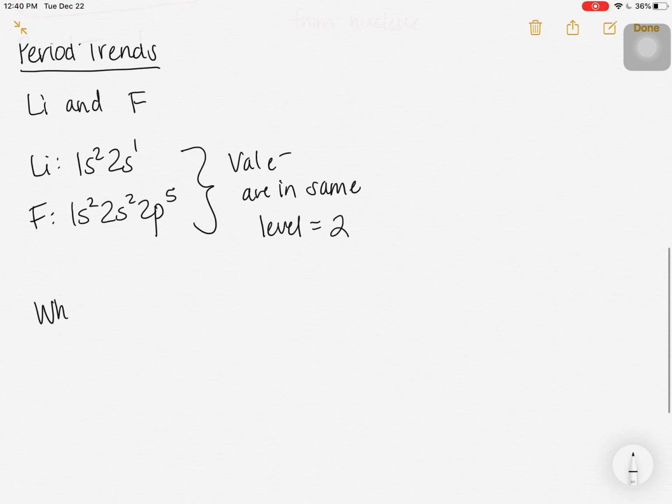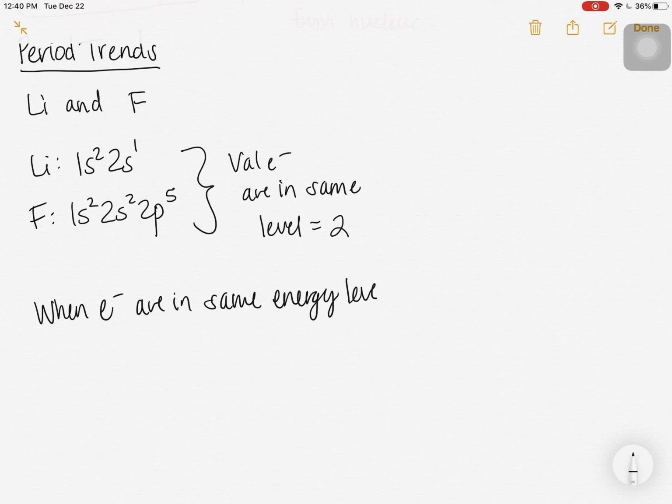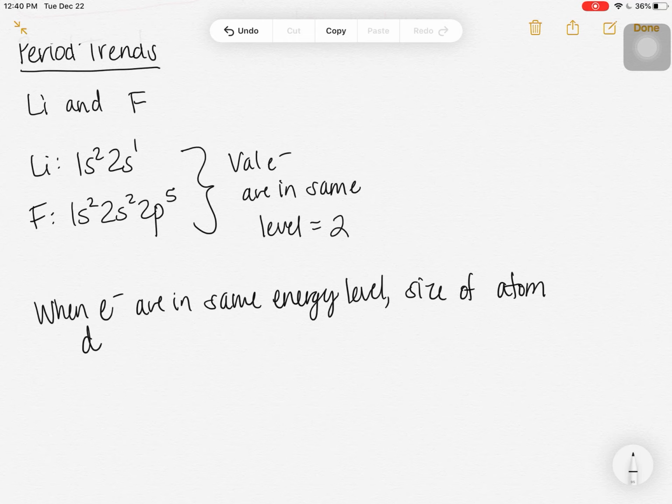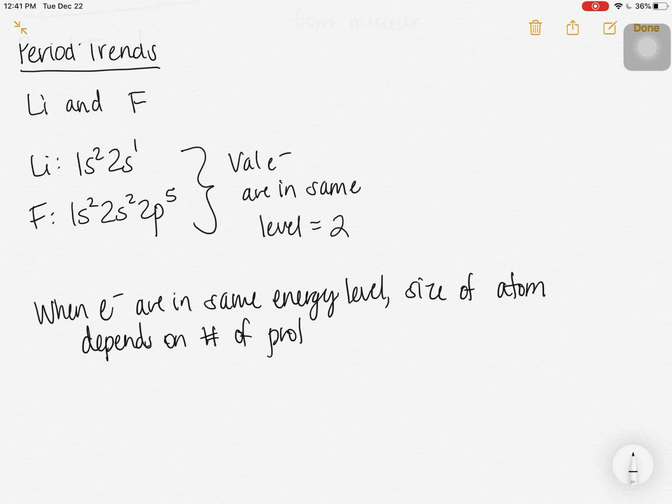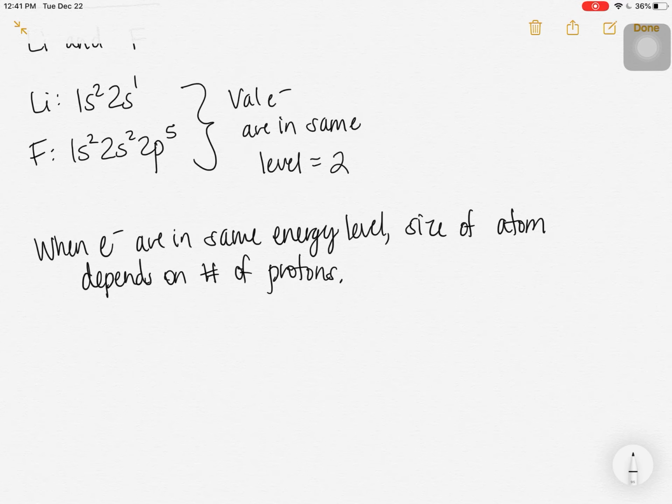So I'm going to make a statement. When the electrons are in the same energy level, the size of the atom depends on the number of protons. We'll talk about why. Okay. So try to think about this. This is hard teaching this on a video, so I'm going to do the best I can.